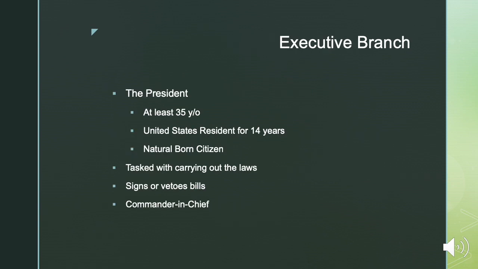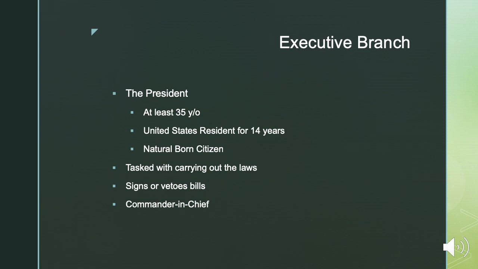Next, we have our executive branch. Our executive branch is probably our most famous branch because it's the one that includes the president. So let's go ahead and break down some requirements to be the president. So to be president, you must be at least 35 years or older. You must be a United States resident for at least 14 of those 35 plus years. And you must be a natural-born citizen.